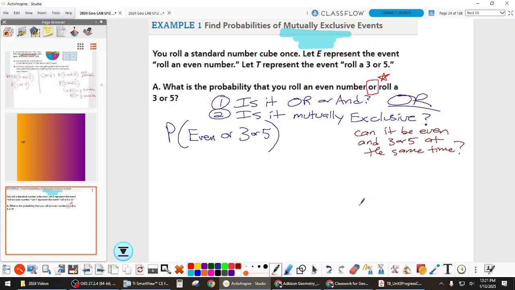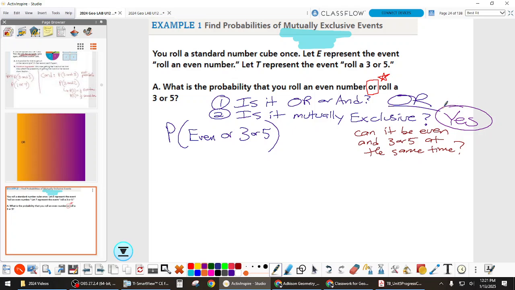Can it be on the die, 1, 2, 3, 4, 5, 6, an even number and 3 or 5? No, because what are the even numbers? 2, 4, and 6. So it can't be those and a 3 or 5 at the same time. So is it mutually exclusive? It is mutually exclusive.